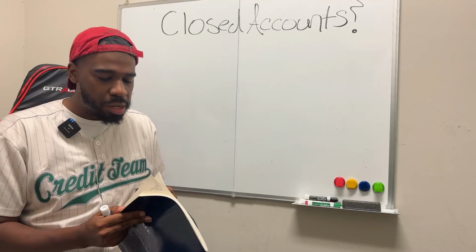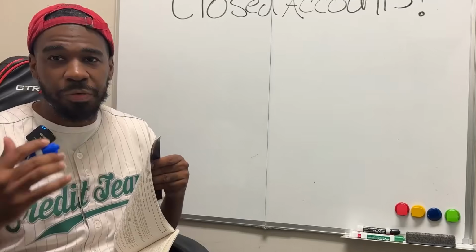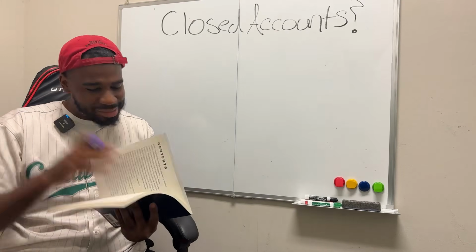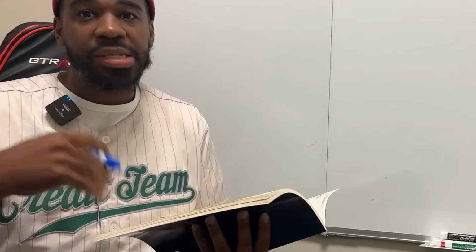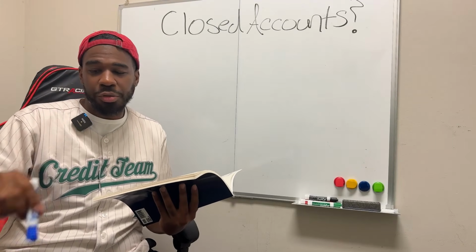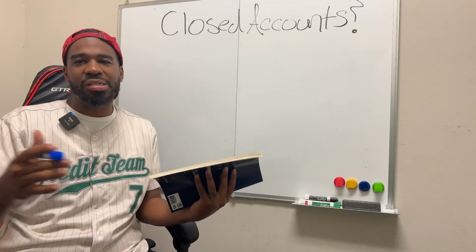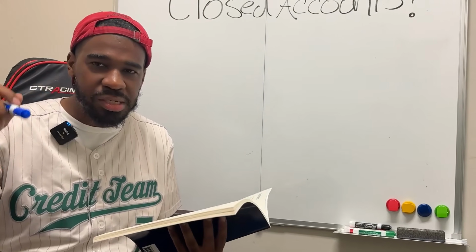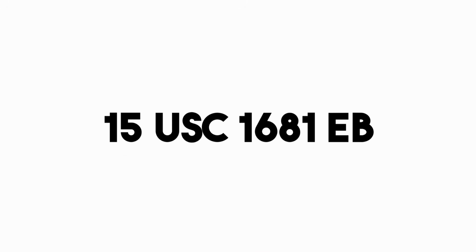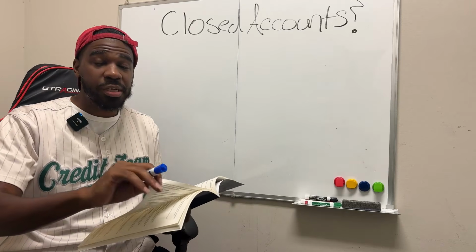Now, there are many laws in place. 15 USC 1681 is the specific code of the Fair Credit Reporting Act. Within the Fair Credit Reporting Act, there are multiple laws you can leverage, but the one that gives you the ability to dispute the account, and we already know the account belongs to you, we're not disputing that information, is this law right here, 15 USC 1681e(b), compliance and procedures. Now, if we go to the specific law.